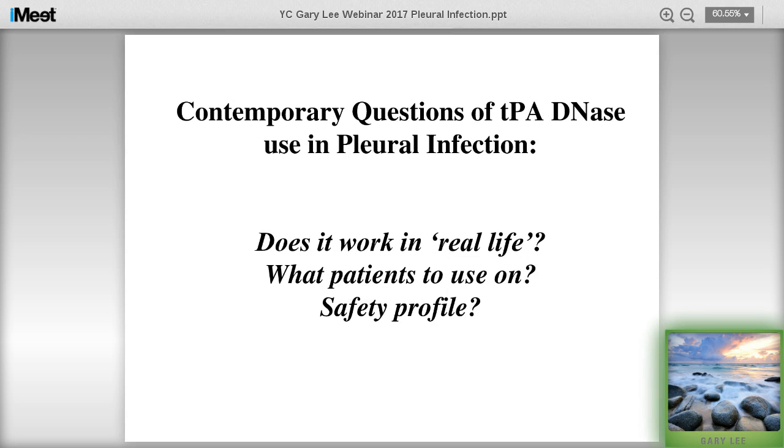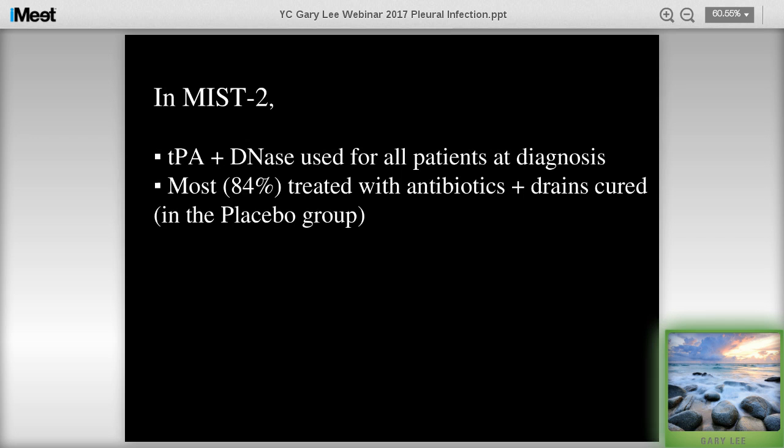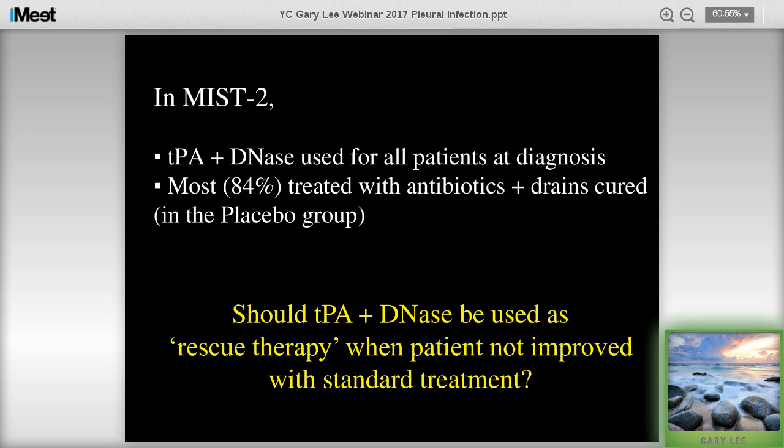Sounds like to me that you have all had experience using TPA and DNAse. We do it very routinely nowadays. The question remains is, does it work in real life, and what are the patients you use it on, and how safe is it? So do remember in the MIST-2 cohort that most of the patients treated with chest tube and antibiotics in the placebo group actually did well.